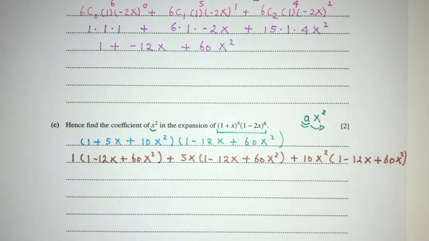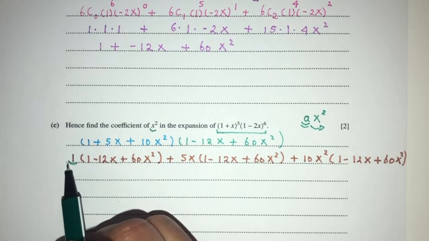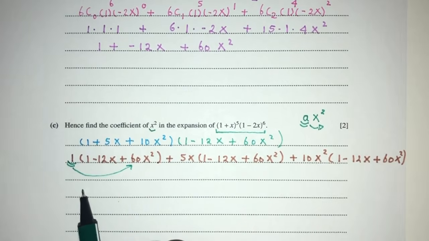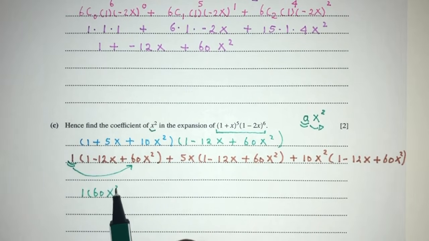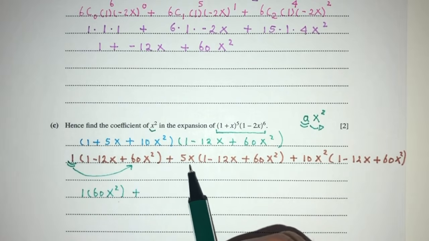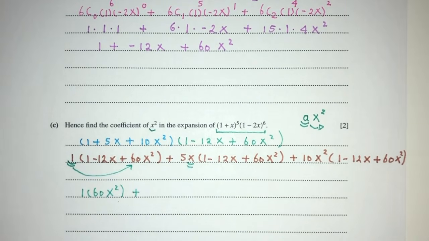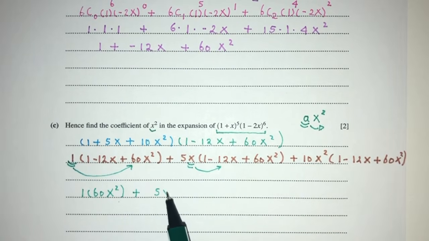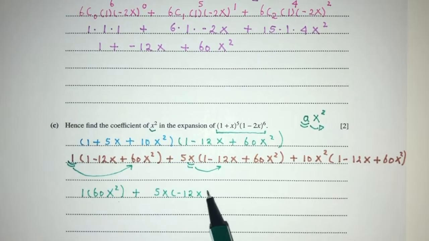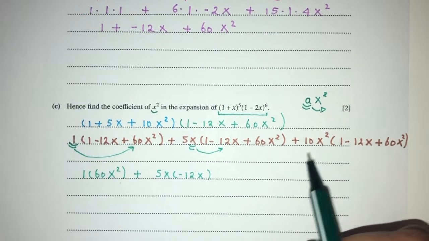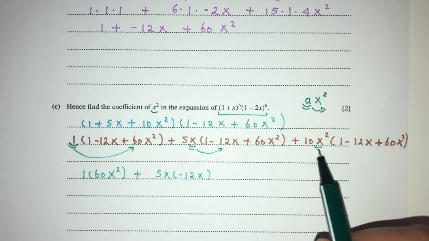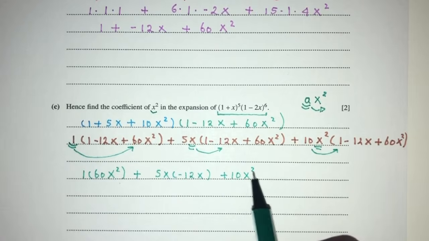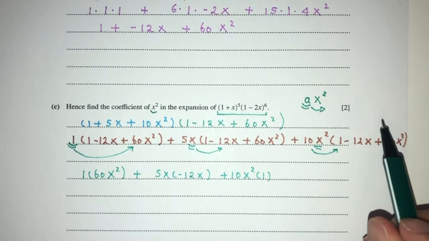So now we have to choose. 1 multiplied by what will give you something in x squared? 1 multiplied by something in x squared will give you a value in x squared. Plus, here we have x already, so we only need to multiply by something in x to give you something in x squared. So plus 5x multiplied by minus 12x. That will be the other term. And this one, since we have x squared already, we only need to multiply by a constant to find the value in x squared. Because if you multiply by the other ones, it will be x cubed, x power 4.